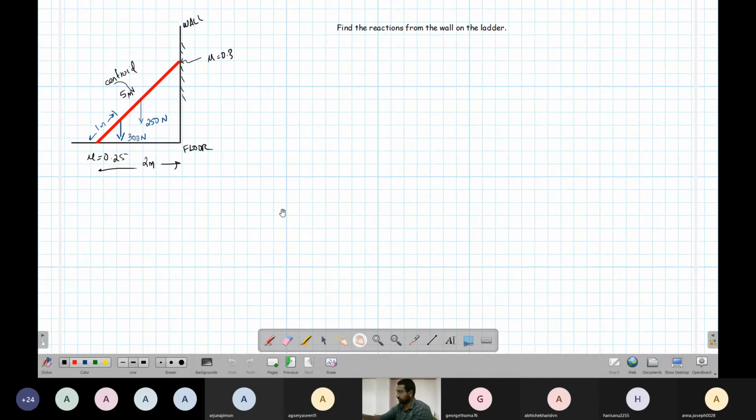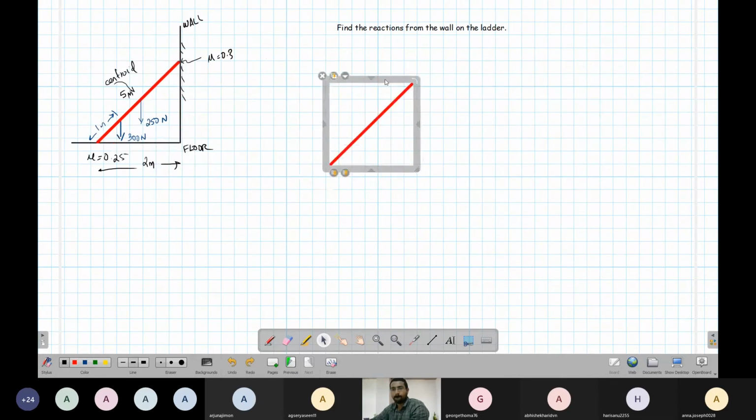Right. So better solve here. So let's draw the free body diagram. Okay, so first the given forces: there is a 250 Newton force here. So this is 300 Newton here. So this is 1 meter and this is 2.5 meters.